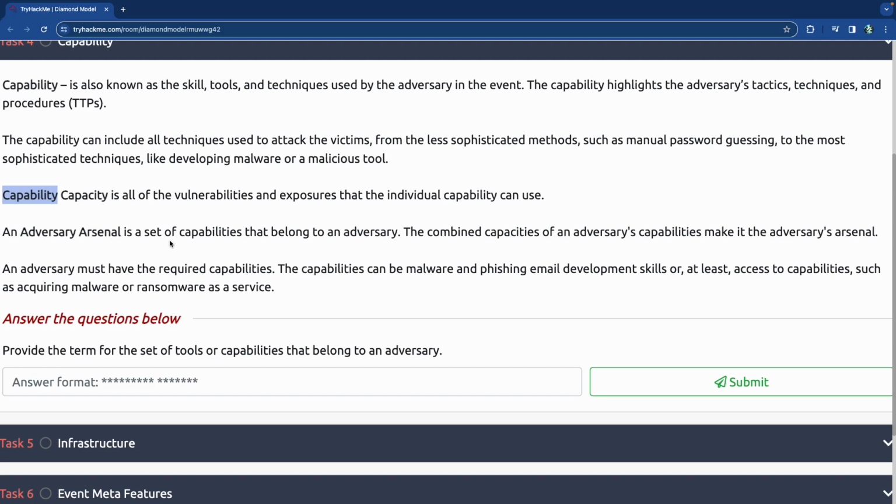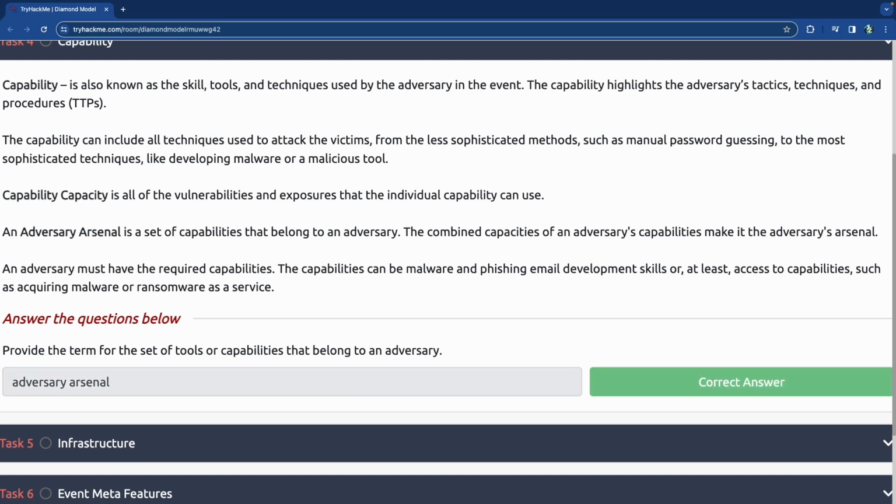An adversary arsenal is a set of capabilities that belong to the adversary, and the combined capacities of an adversary's capabilities make it the adversary's arsenal. Okay. An adversary must have the required capabilities. The capabilities can be malware and phishing email development skills, or at least access to capabilities such as acquiring malware or ransomware as a service on the dark web, etc. So provide the term for the set of tools or capabilities that belong to an adversary. So that would be the arsenal, I believe. So it's the adversary arsenal. That would be it.